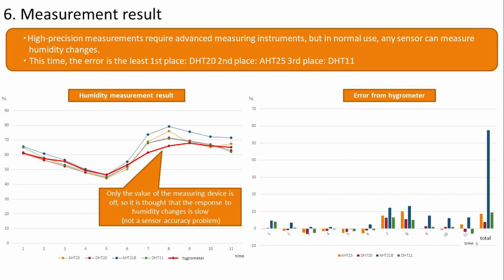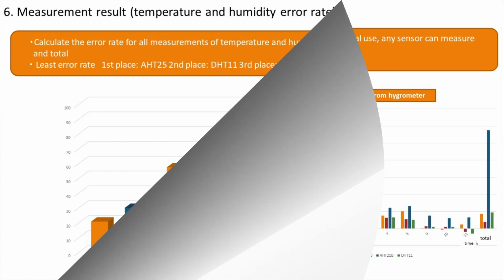Here are the measurement results. I have some doubts about the accuracy of the meter itself, as the hygrometer in the meter is out of step with the other 4 sensors. But overall, I think it's a good trend. Aside from the fine accuracy, we believe that all sensors are able to measure at a level that is not problematic in normal use. As a result, the order of error was DHT20, AHT25, and DHT11. I made a graph of the error including the thermometer, so let's move on to the next step.